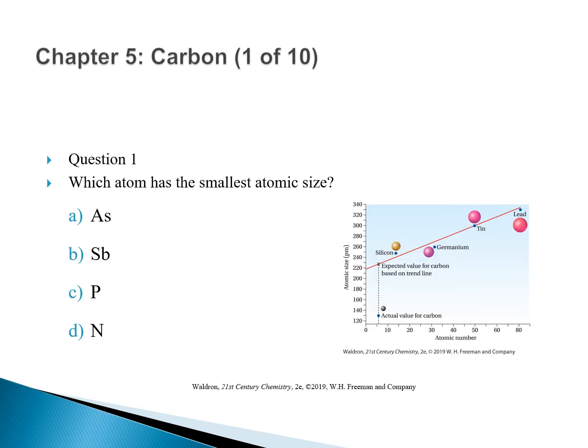Question 1. Which atom has the smallest atomic size? A. Arsenic. B. Antimony. C. Phosphorus. D. Nitrogen. Please pause your video here. The correct answer is D. Nitrogen. All 4 atoms are from the same group, with nitrogen being the smallest.